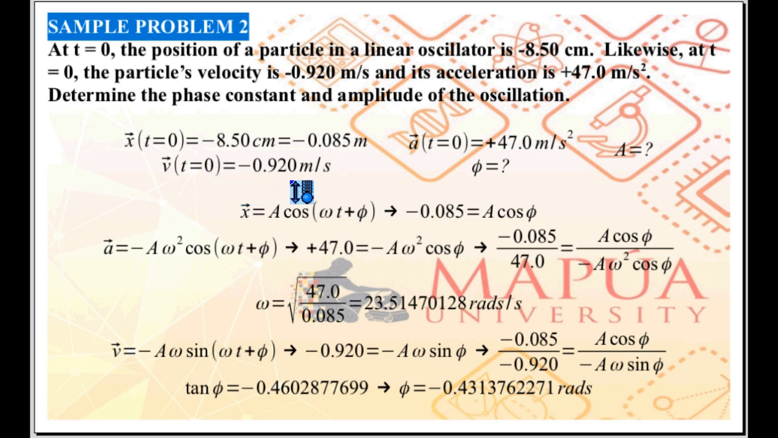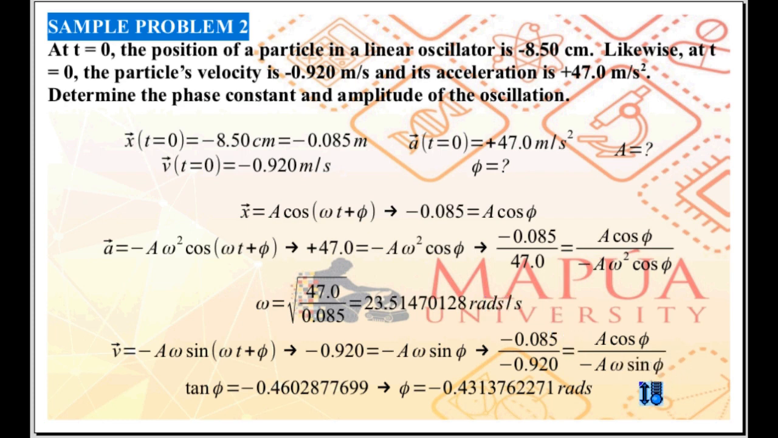Negative 0.920 meters per second. Omega t is equal to 0 because t is equal to 0. So we have negative A omega sine phi. Dividing x by v, we get negative 0.085 divided by negative 0.920 is equal to A cosine phi divided by A omega sine phi. We can cancel out A. We know omega, we just calculated it. The only unknown is phi.